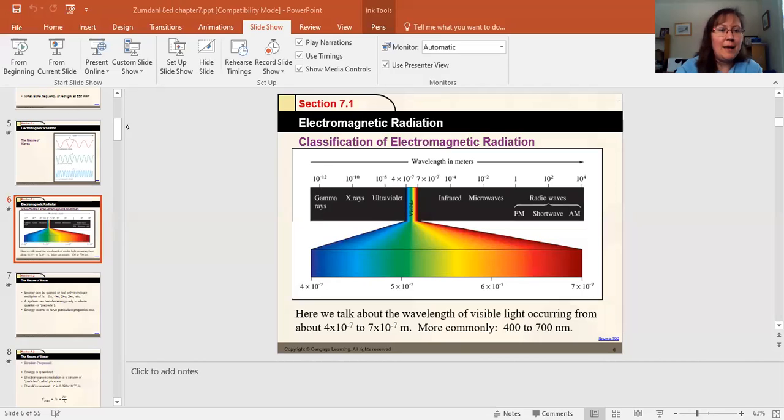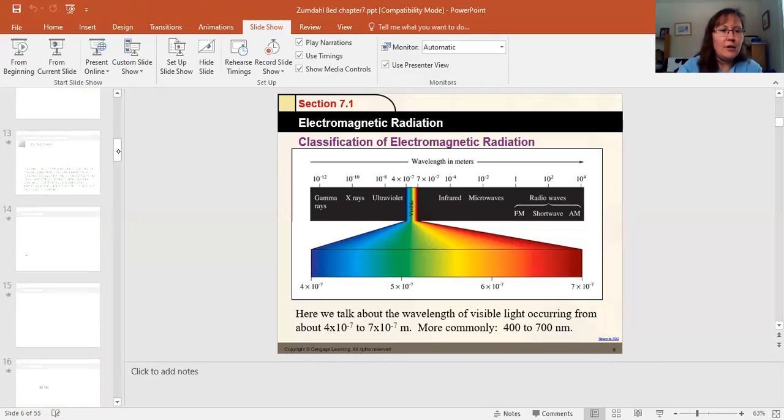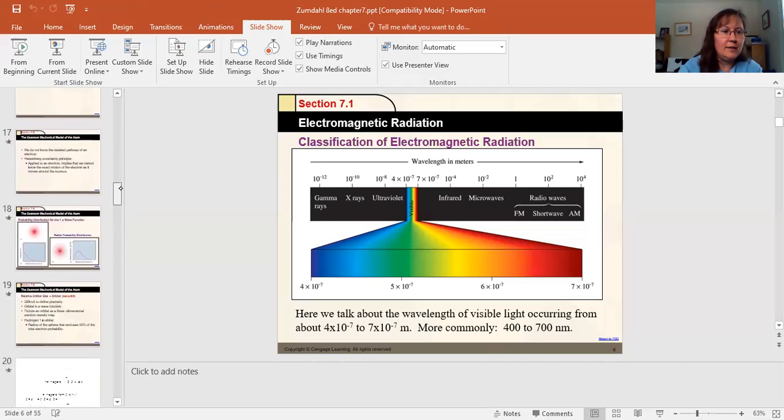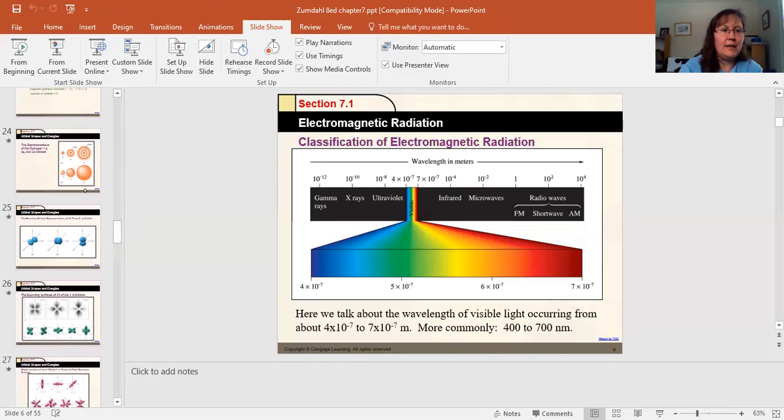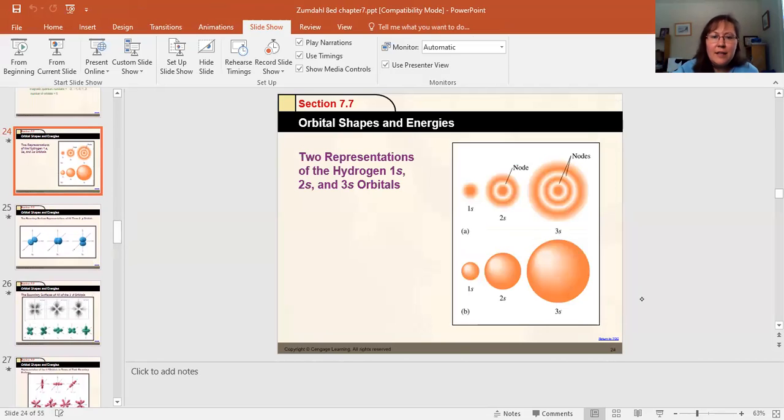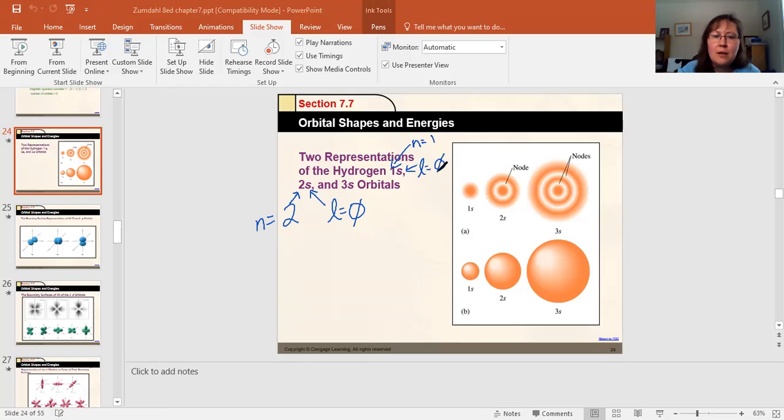Now you'll see that I'm back here in the slides, and that's just because I want to draw your attention to a few things. First of all, this shows our shapes. You can see this 2S, this is N equal to 2, and if we're in S, then it's L equal to 0. And 1S would be N equal to 1, and the S would be L equal to 0.